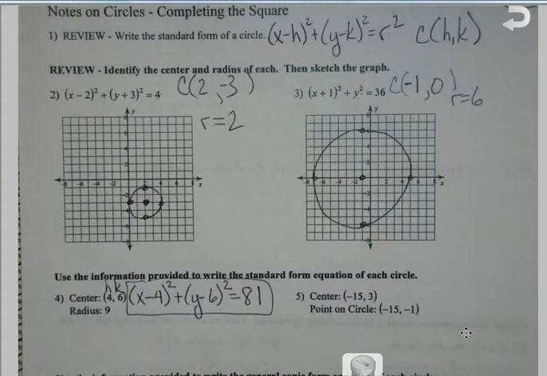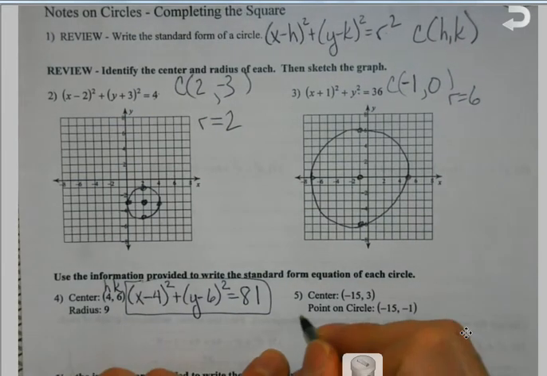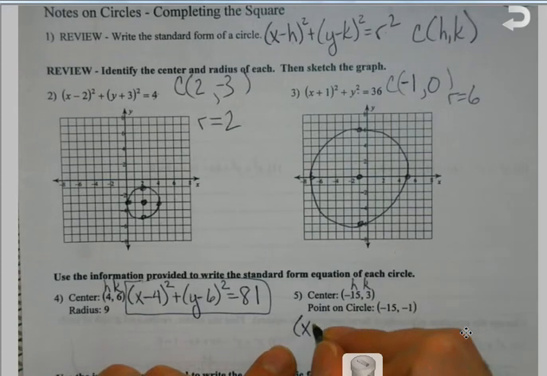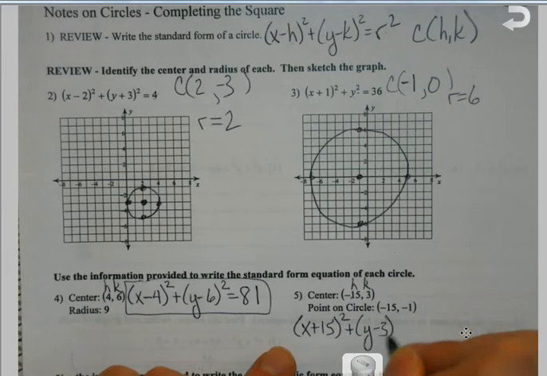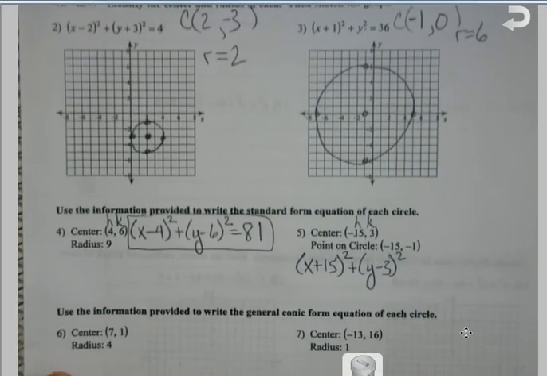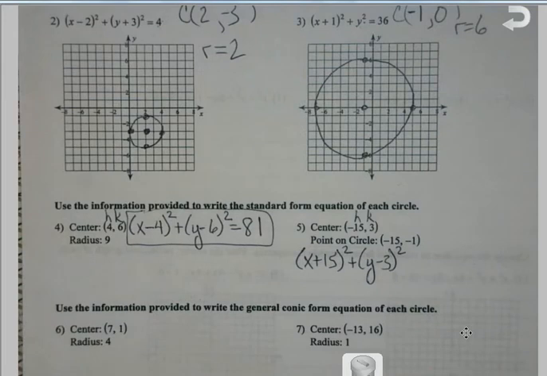Now is when the twists start to come in. Because now I'm not going to give you the center and the radius, I'm going to give you the center and a point on the circle. Well, I know this is still going to be h and k, so it's going to be the opposite of -15. So x plus 15 squared, okay. And then y minus k, all right. But when they don't give me the radius, what might I do with the information given to try and figure out what that radius is?